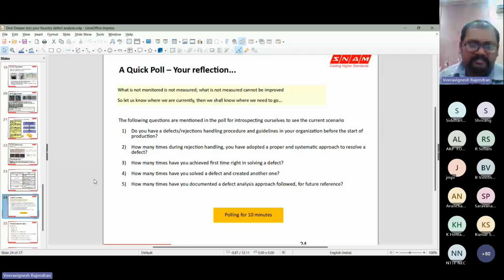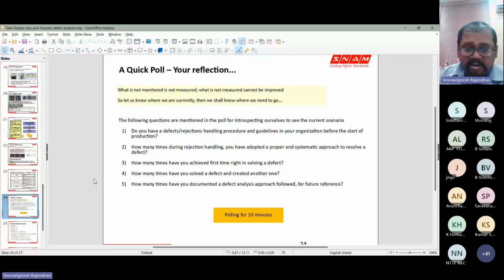So I request everybody to wholeheartedly and true to your knowledge respond to this question, such that we'll understand where we are. So the first question is, do you have a defect or rejections handling procedure and guidelines in your organization before the start of production? That means when you take up the casting.